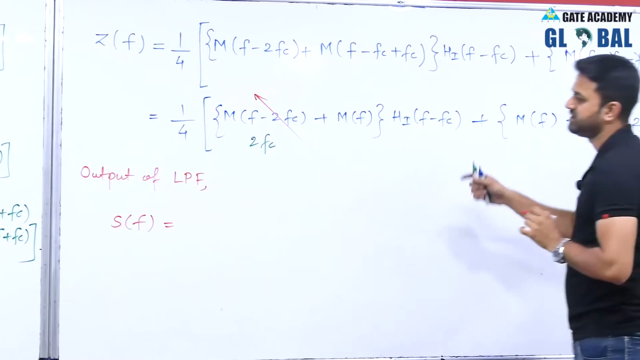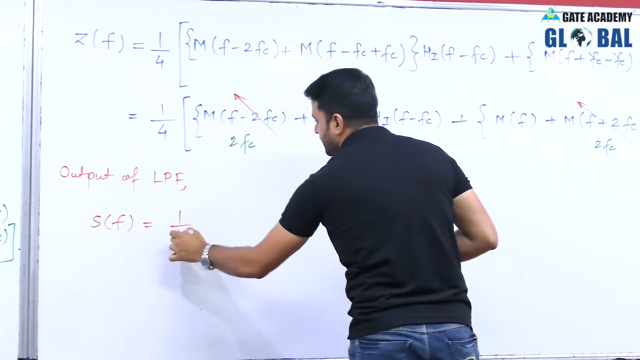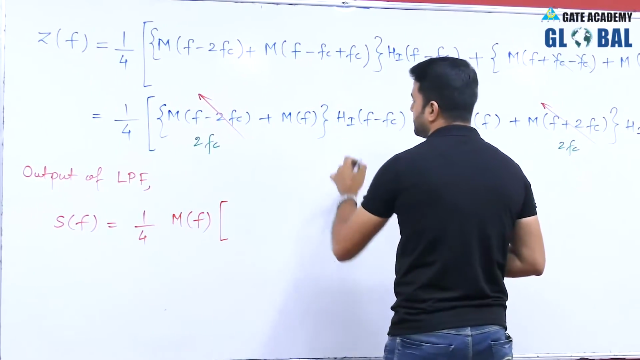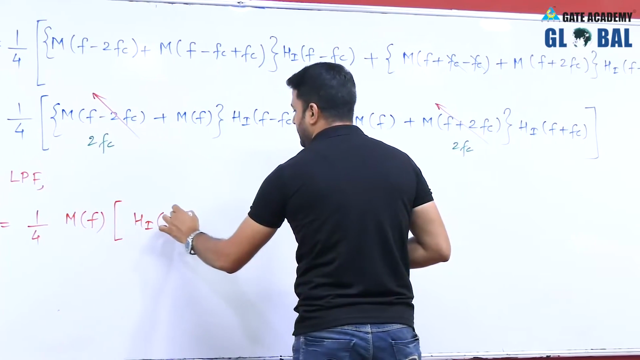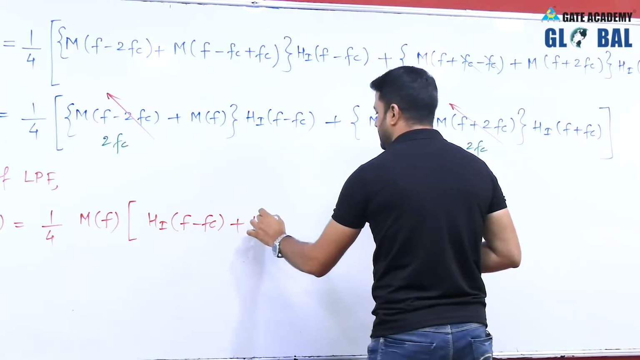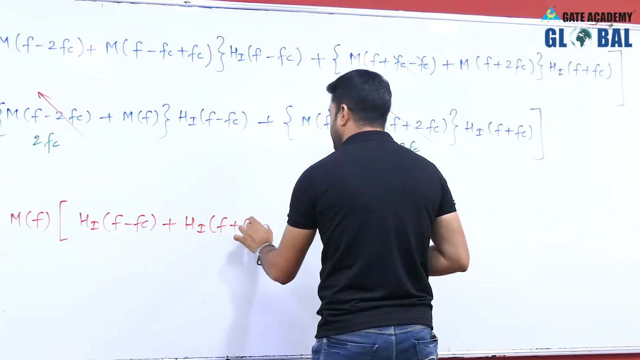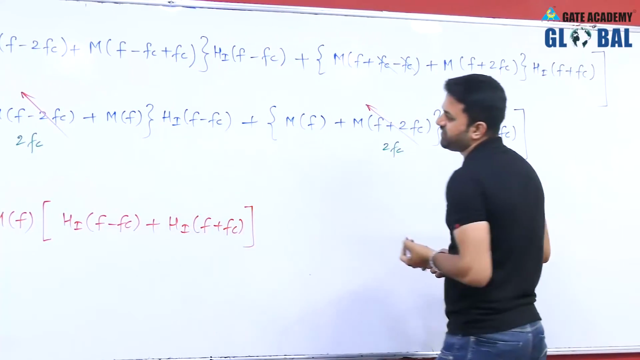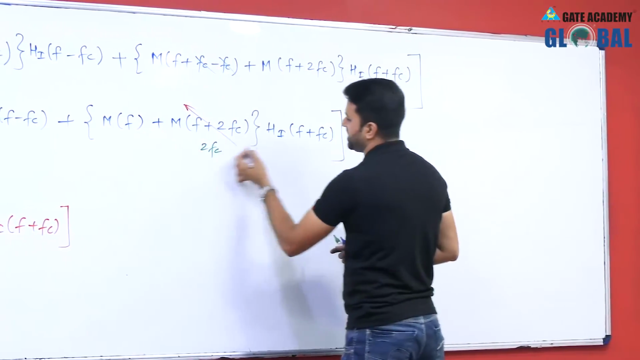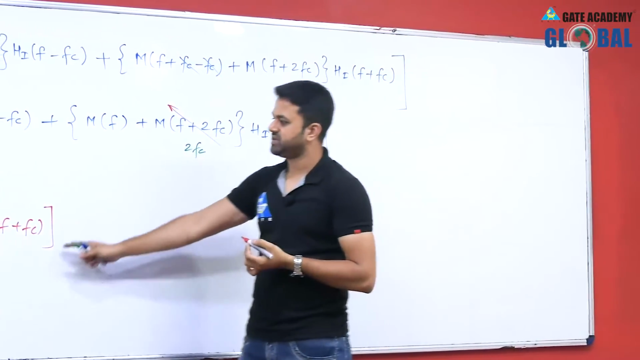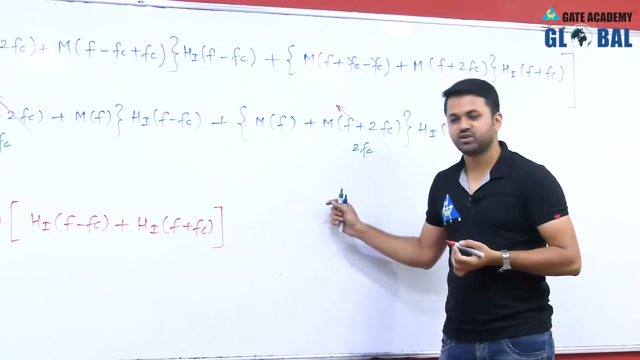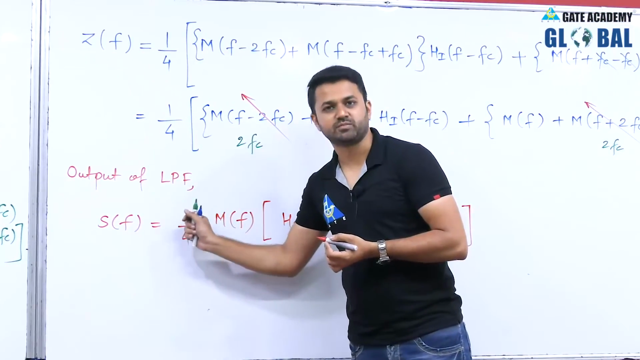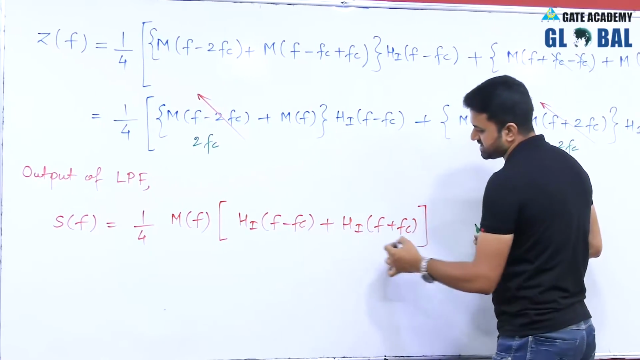and we get only the output of this low pass filter, which is 1/4 M(f), common in both the terms, times [H_i(f − fc) + H_i(f + fc)]. We will get these two terms. From here M(f) H_i(f − fc), and from here M(f) multiplied with H_i(f + fc). M(f) is common, so we get H_i(f − fc) and H_i(f + fc). So this is not the message signal which we want to recover properly, because there is some extra term.